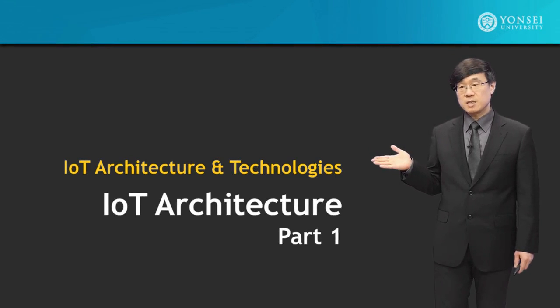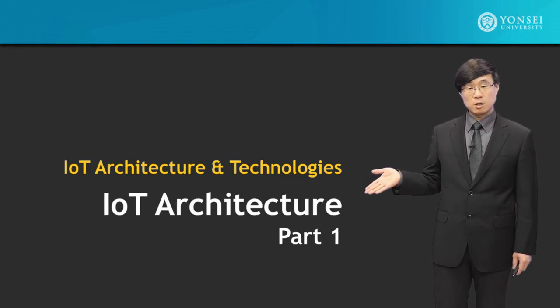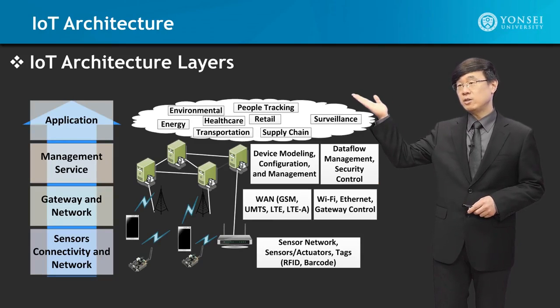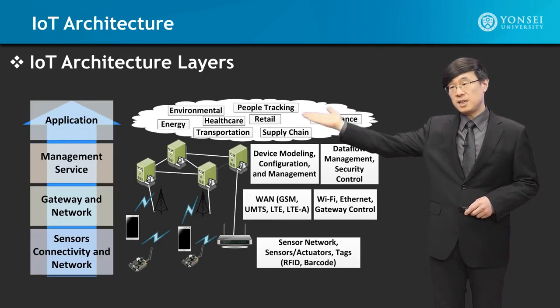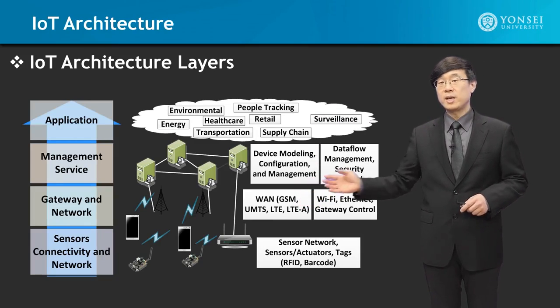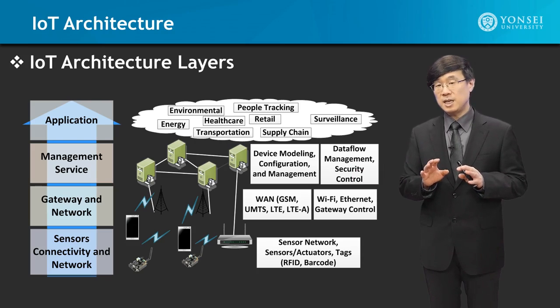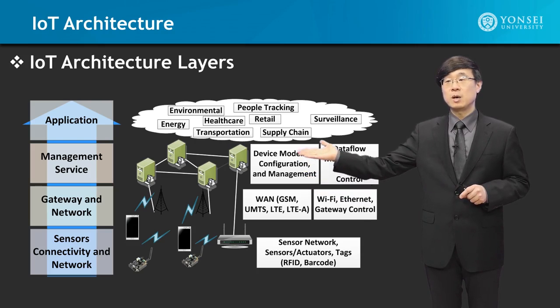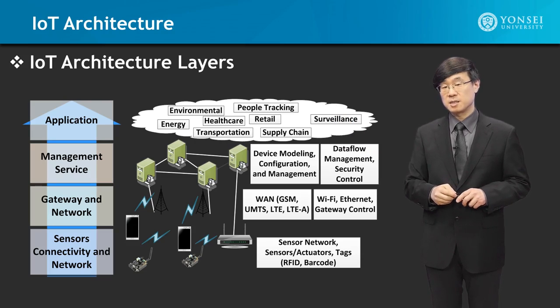This module is about IoT architecture and technologies. First, I'll start with IoT architecture. Looking into the IoT architecture layers, you can see a type of division where the bottom parts have the more fundamental techniques such as sensors and networking technology, moving up to management. Overall, at the top is where the applications exist.